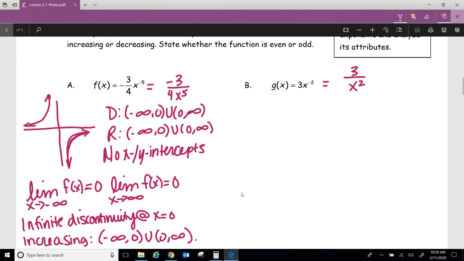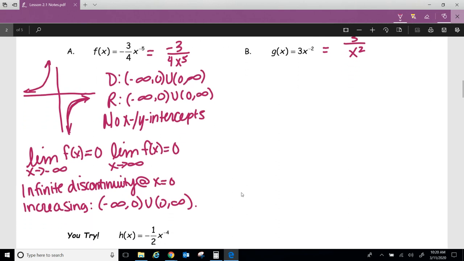Now is this an even or an odd function? Well, this is an odd function. Why? Because it is symmetric about the origin.